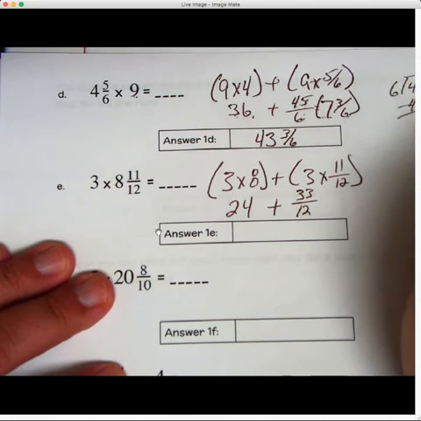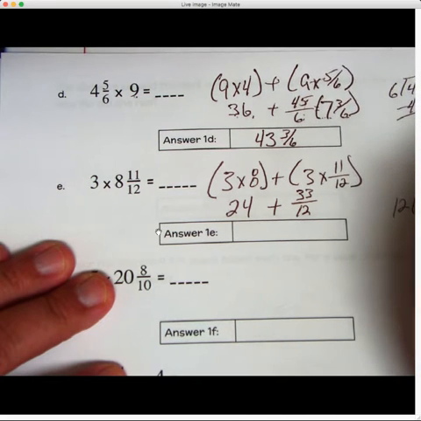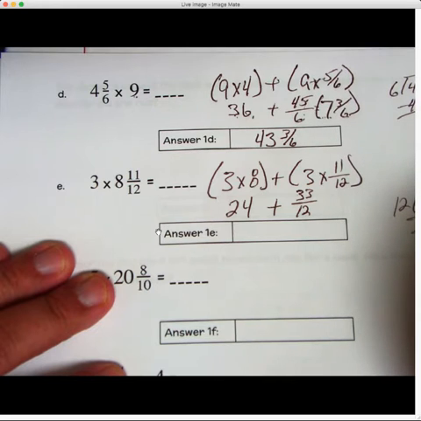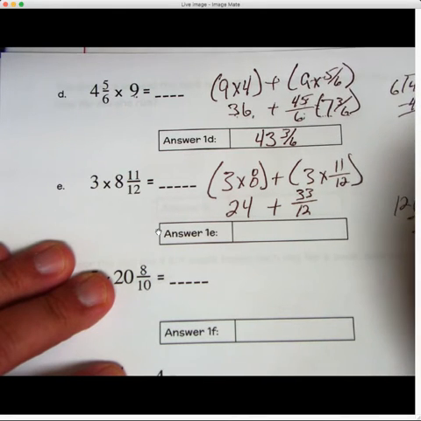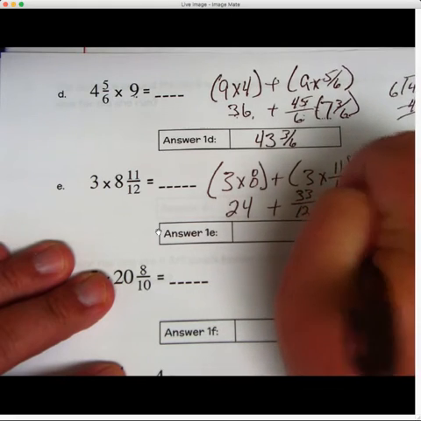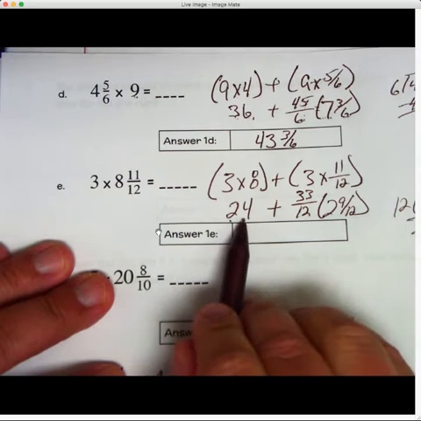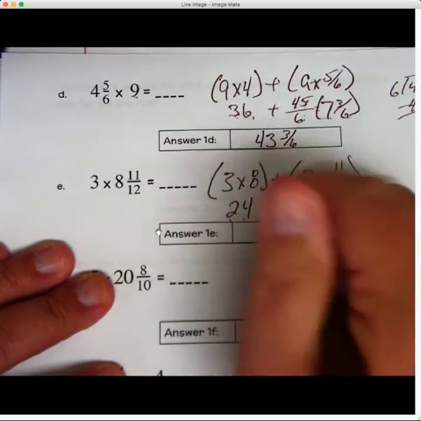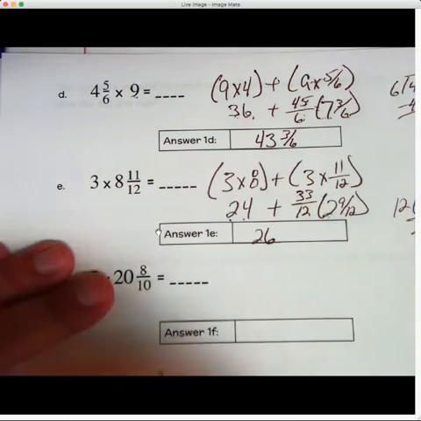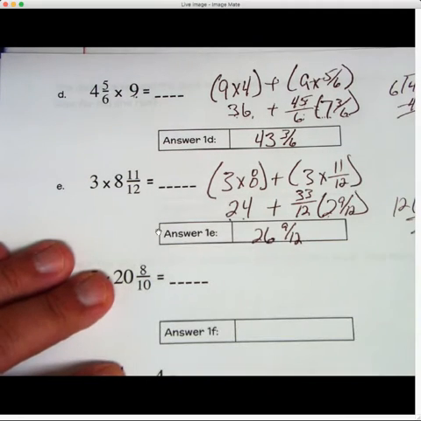Okay, let's divide 33 by 12 over here. It's going to be 2. 2 times 12 is 24. 33 minus 24 is 9, so 2 and 9 twelfths. Okay, so 33 twelfths is 2 and 9 twelfths. So I have 24 and a 2 makes 26, and then I have 9 twelfths more. 26 and 9 twelfths.